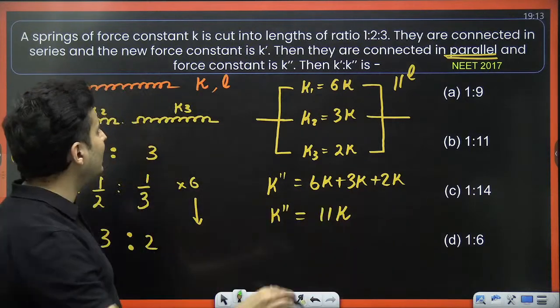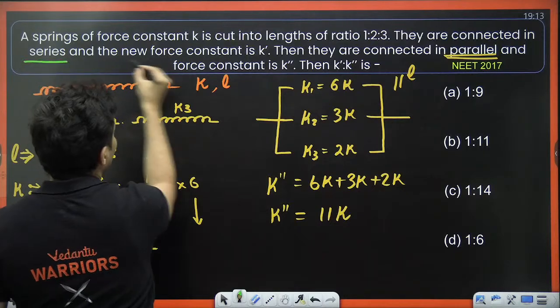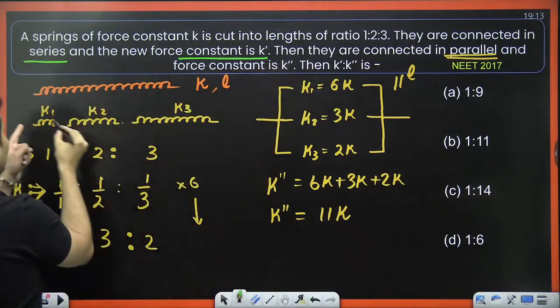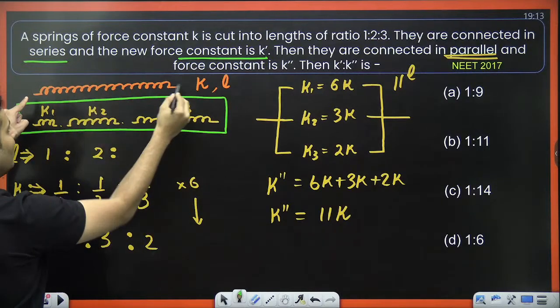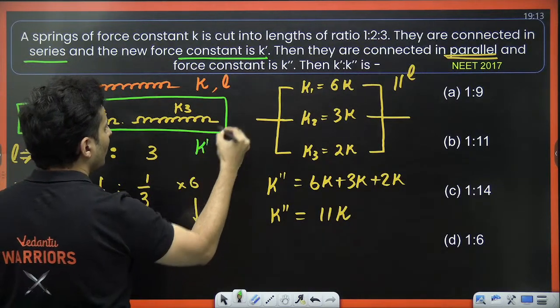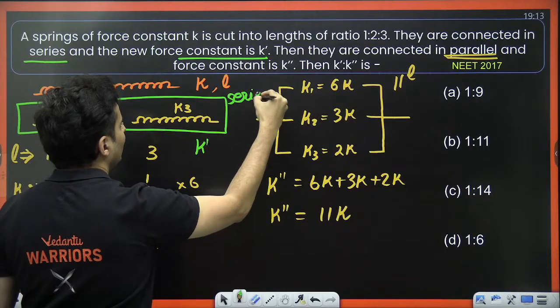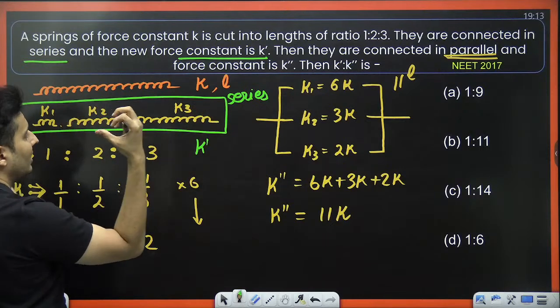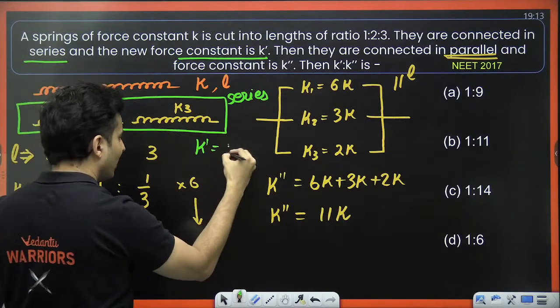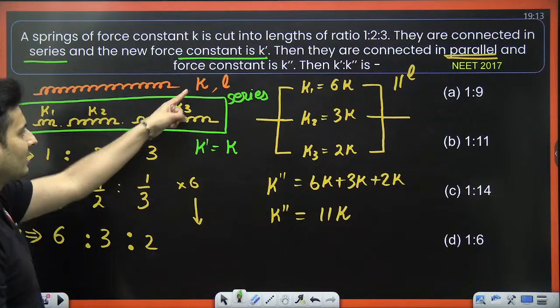Now, what about series? When they are in series, the force constant is K prime. Guys, if you connect it back, you will get back the original spring. So when they are in series, you should get back the original spring constant. If you connect them in series and find the total spring constant, you should get back the original one, which is K.